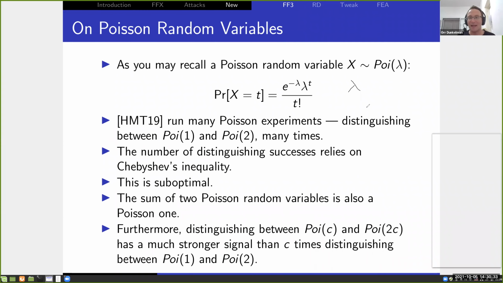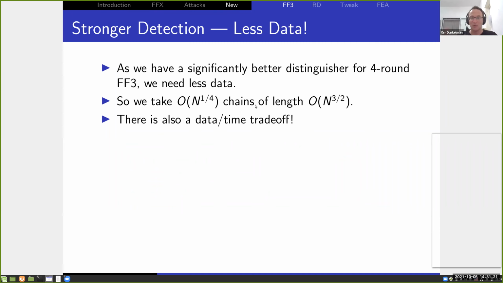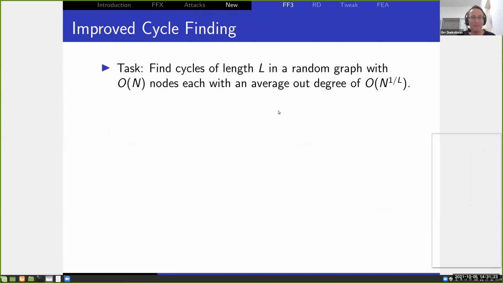So actually, we can reduce the data. And we also get some data-time trade-off, but I'm not going to discuss it now. We can take shorter chains, and we can take slightly more chains, but shorter ones. So everybody should be happy.